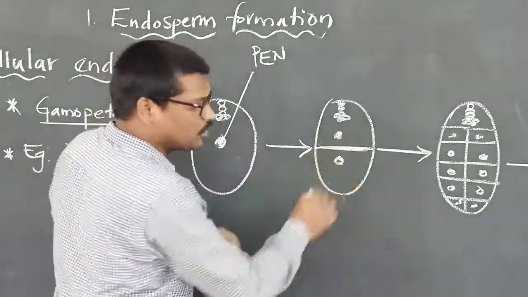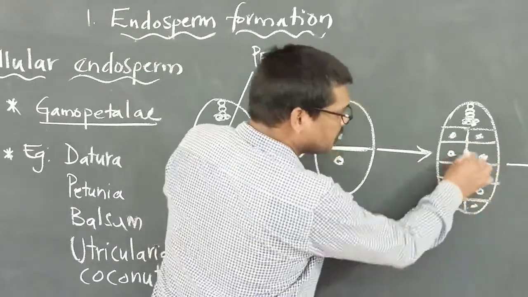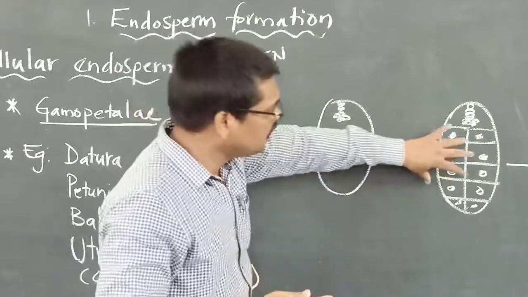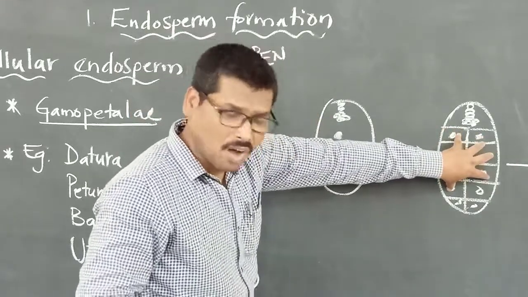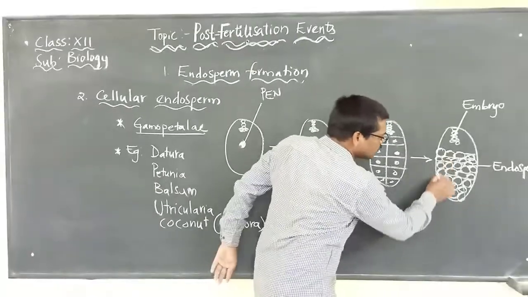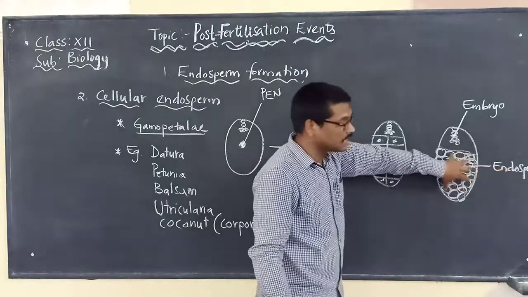And again these two nuclei will be divided. Here you can see many nuclei are formed and all of them are having their own cell wall. So all these cells are nothing but the endosperm cells. These are all the endosperm cells that are formed.